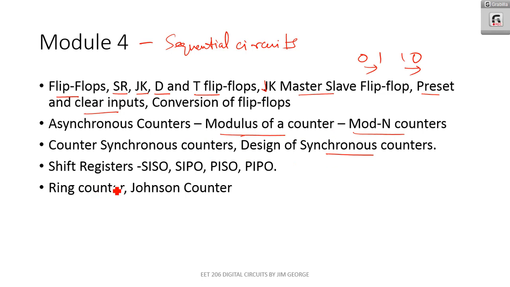Then after that we will be going with shift registers. That means we are having serial in serial out, serial in parallel out, parallel in serial out, and parallel in parallel out shift registers. Now we are having shift register counters, that is ring counter and Johnson counter. So we need to study only up to 4-bit ring counter and Johnson counter.